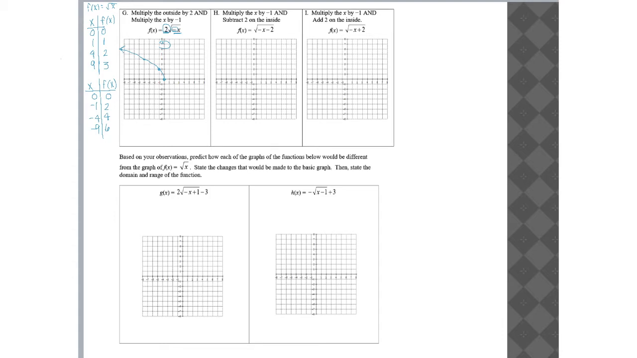All right, so let's look at our next example. We're going to multiply x by -1 and subtract 2 on the inside. So let's build us a T-chart and see what that does. Okay, so let's go back to our original set of x values, and let's do what we need to in order to get the correct values. So I'm going to build us, here's our original x values, and here's our new x values, and then the last one of course would be our f of x values.